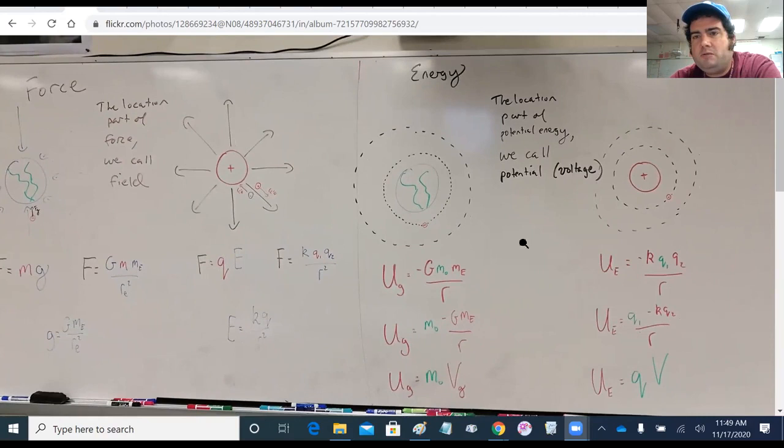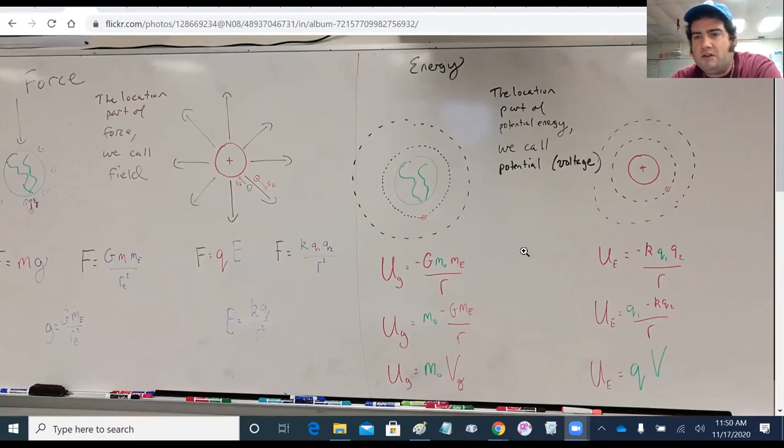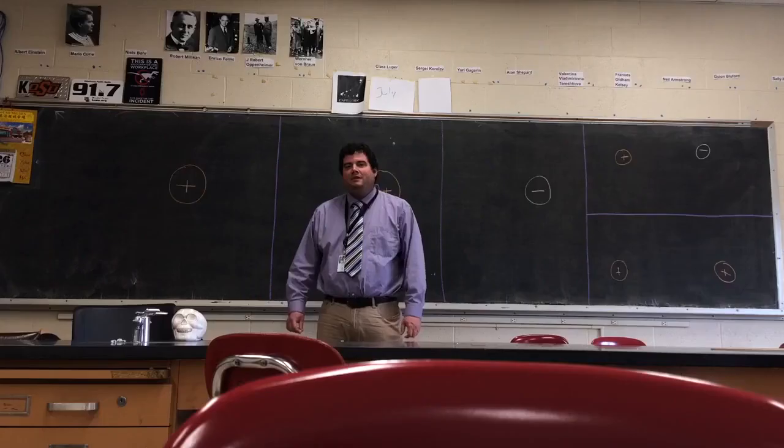The same is true with something called potential and potential energy. I've drawn basically the equations for potential energy, and everything to do with location is in red, and everything to do with the object is in green. So potential is the location-specific part of potential energy.